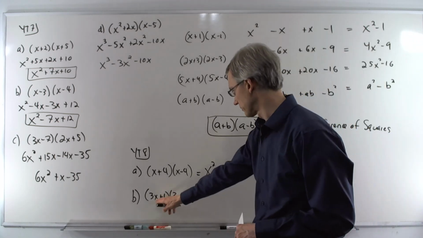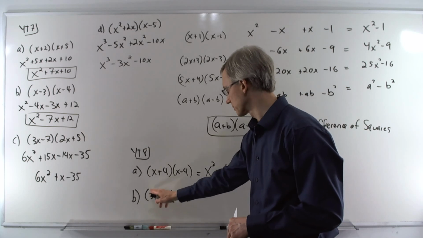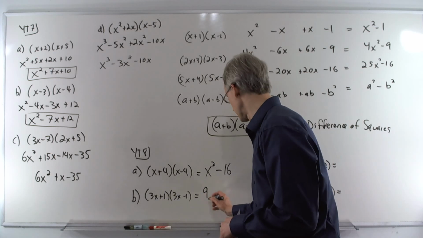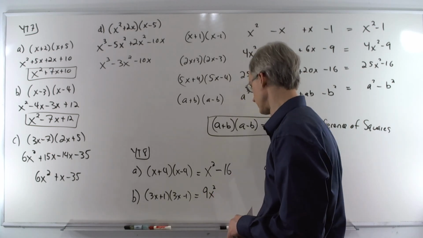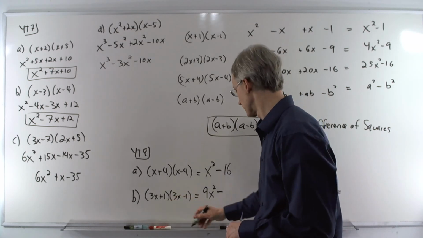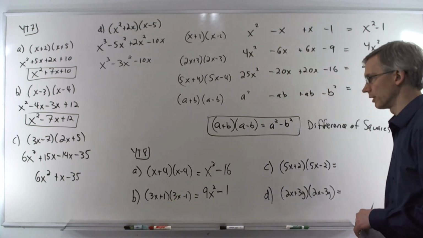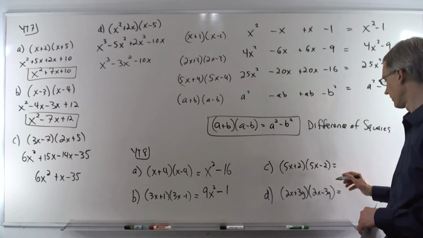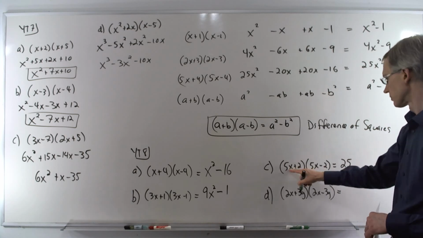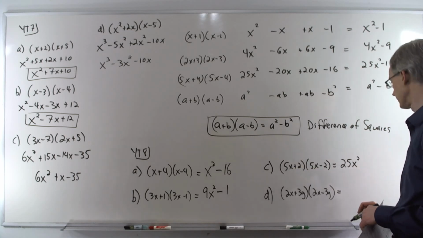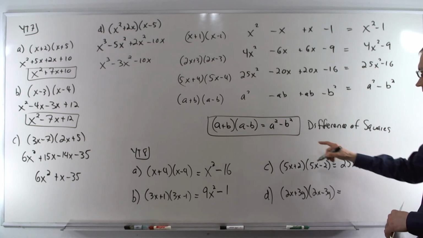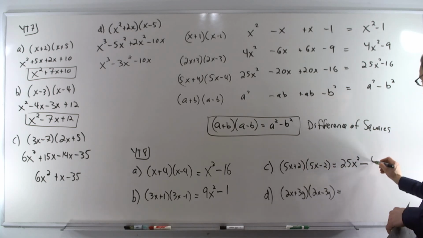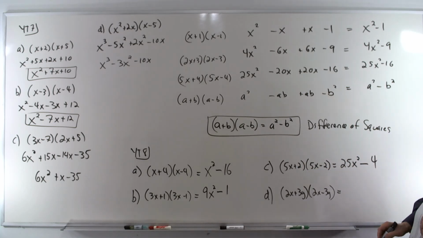B. First term, 3x. When we square 3x, we square both of these things. Square the 3 to get 9. Square the x to get x squared. Minus, second term squared is 1. So that'd be 9x squared minus 1. C. 5x, when we square that, square the 5 to get 25. Square the x to get x squared. All right, there's the first term squared. Subtract. And then we'll do b squared. b is 2, 2 squared is 4. So that gives us 25x squared minus 4.